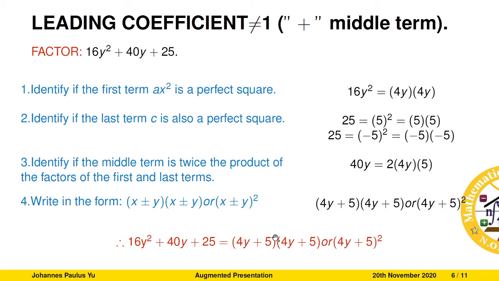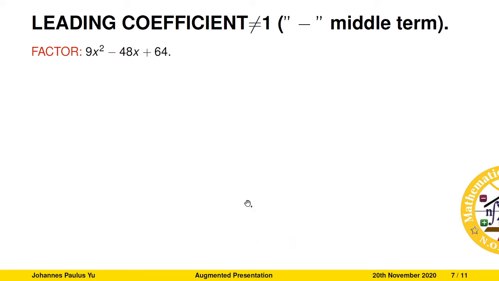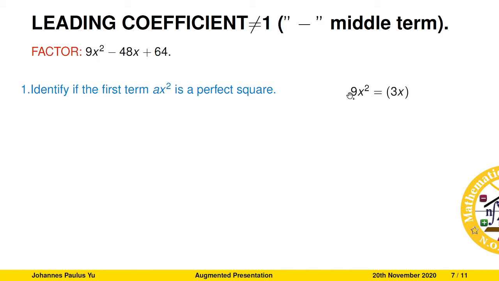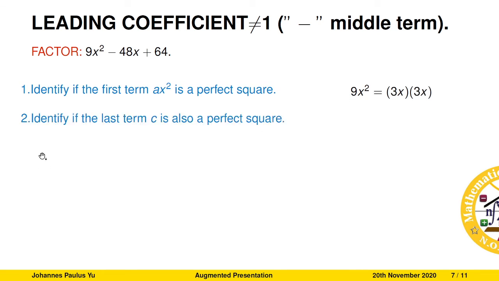Now, for our next example, leading coefficient not equal to 1 but this time a negative ang middle term. So, step 1, we identify whether 9x squared is a perfect square. So, 9 is a perfect square, likewise ang x squared. So, this can be written as 9x squared which is equal to 3x times 3x. Step 2, c is 64. 64 is indeed a perfect square that is equal to 8 squared, equal to 8 times 8, and also negative 8 squared which is equal to negative 8 times negative 8.